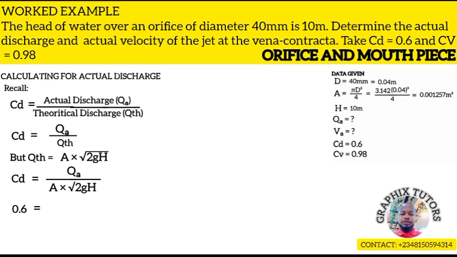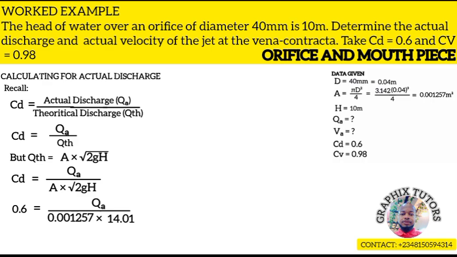Now if we put in our parameters, my coefficient of discharge is 0.6, equal to the actual discharge over the area we calculated earlier, 0.001257, multiplied by the square root of 2 times gravity, 9.81, multiplied by the head, 10. Multiplying 2 times 9.81 gives 19.62, multiplied by 10 gives 196.2. So 0.6 equals the actual discharge over 0.001257 multiplied by the square root of 196.2, which is 14.007, or about 14.01.